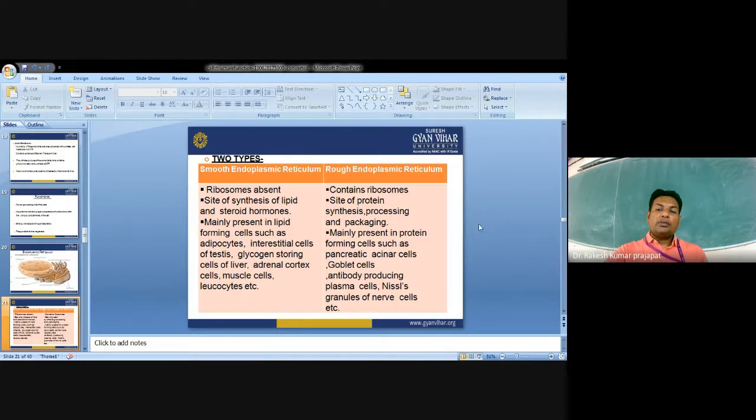The rough endoplasmic reticulum contains ribosomes, the site of protein synthesis, processing and packaging. It is mainly present in protein-forming cells such as pancreatic cells, goblet cells, antibody-producing cells, plasma cells, and Nissl granules of nerve cells.